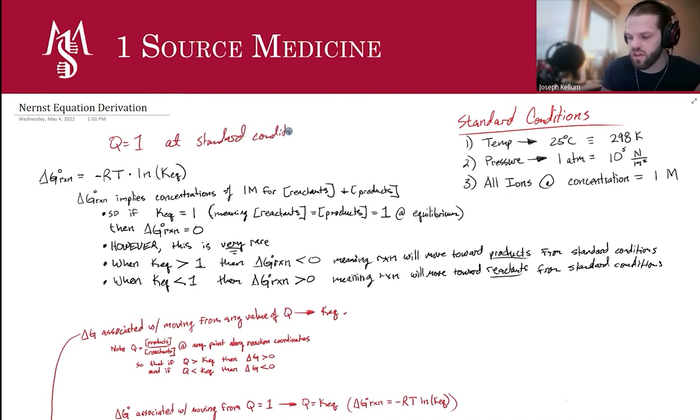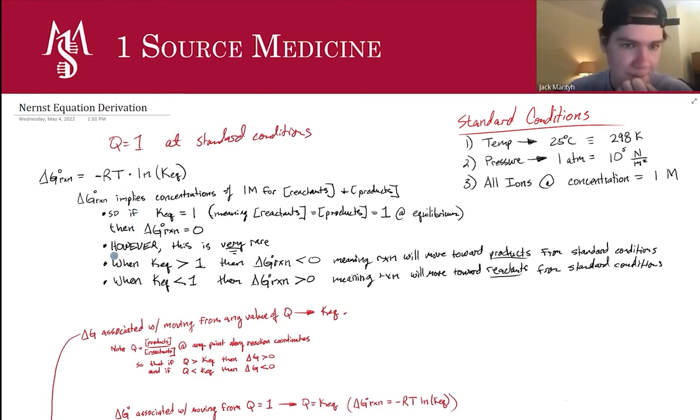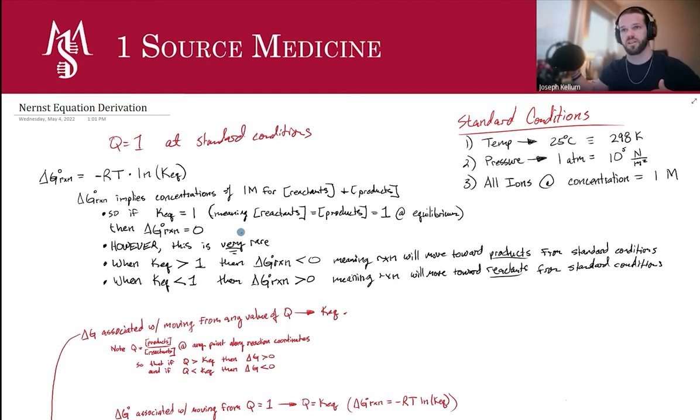So if your KEQ is less than 1, then the delta G to get there would be positive. Because if KEQ is less than 1, the natural log of that KEQ is going to be negative, meaning the delta G would be positive here. Or if your KEQ is greater than 1, meaning favoring products, then it would be energetically favorable to get to equilibrium from standard conditions.